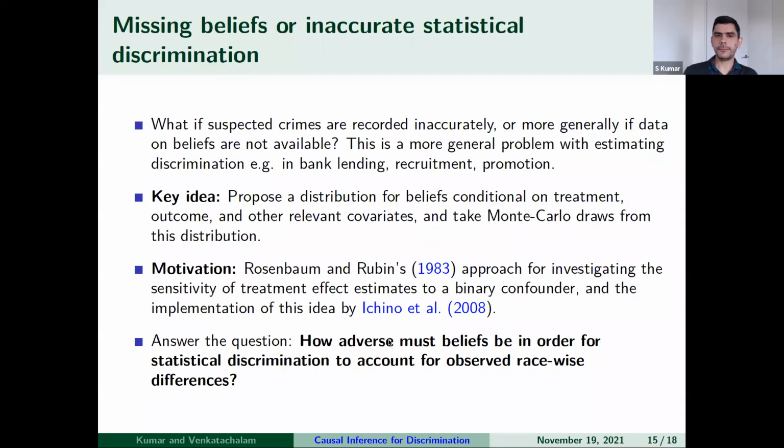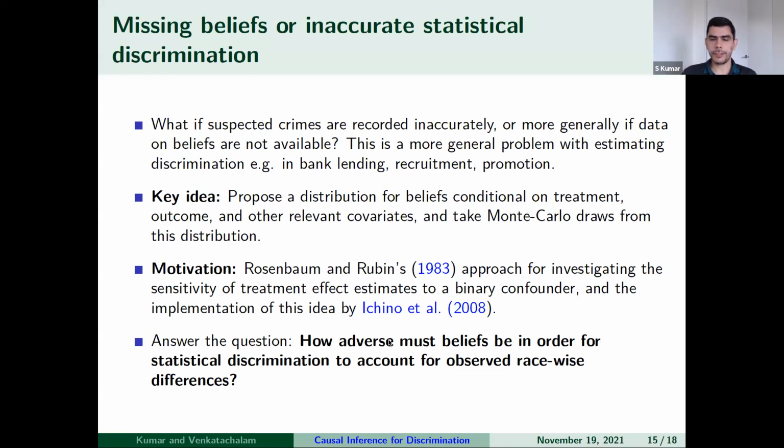So now the next and trickier part is to say, well, suspected crimes are told to us in this police data set, and we're taking them at face value. What if they are not so accurate? Or the more general problem, if data about the variable giving rise to statistical discrimination, namely beliefs, is itself not available. And we can think of many situations in which there is discrimination. We believe we know the source in terms of statistical discrimination, but we don't observe the variable which we think is the source, such as credit histories in bank lending, or efficiency, leadership abilities, work ethic when it comes to a job situation involving recruitment or promotion.